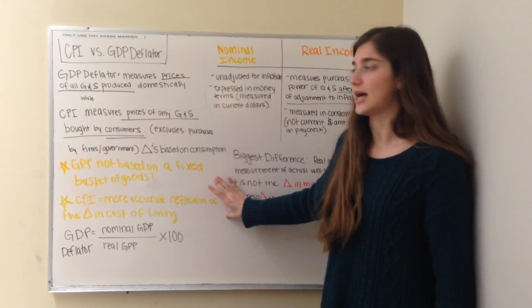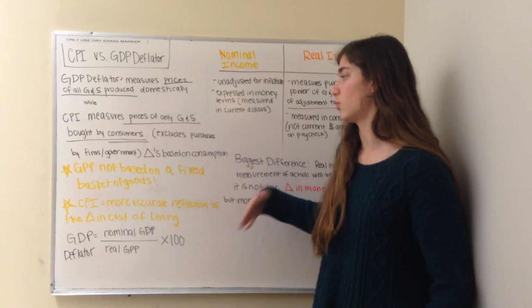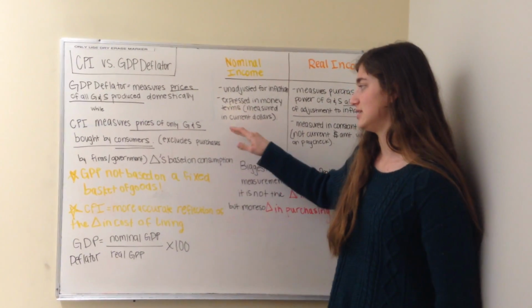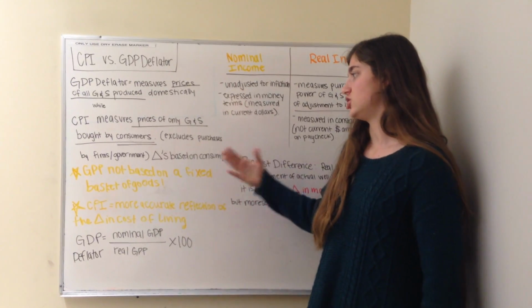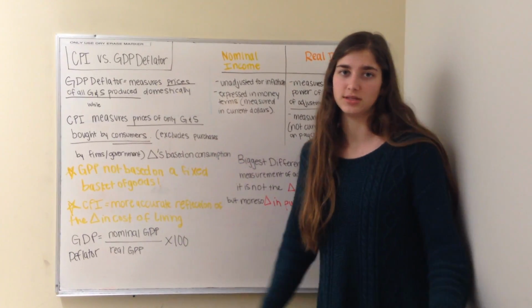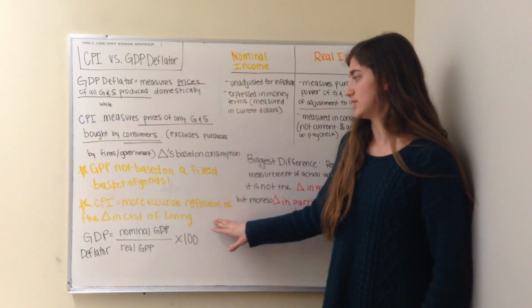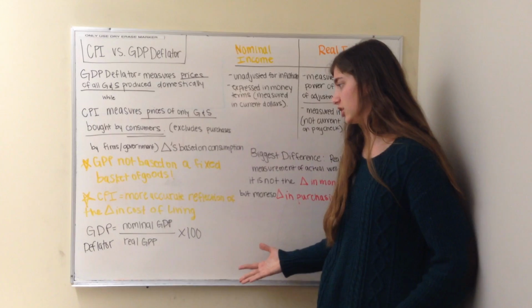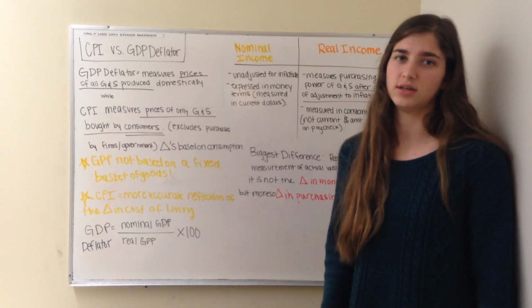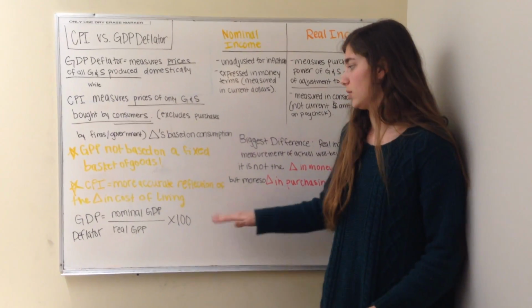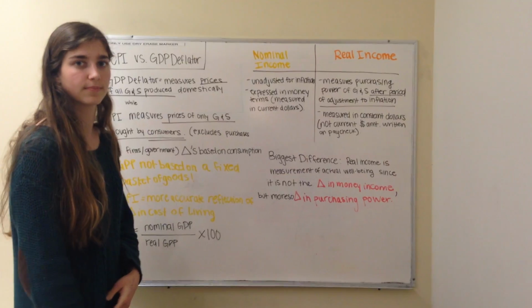So the two main differences I saw were that the GDP deflator is not based on a fixed basket of goods as the CPI is, and the GDP deflator doesn't change based on consumption as CPI does. Another thing that I found was that CPI is a more accurate reflection of the change in the cost of living. So now this is a basic overview. We've learned the biases, but overall we can see that it's a more accurate reflection.